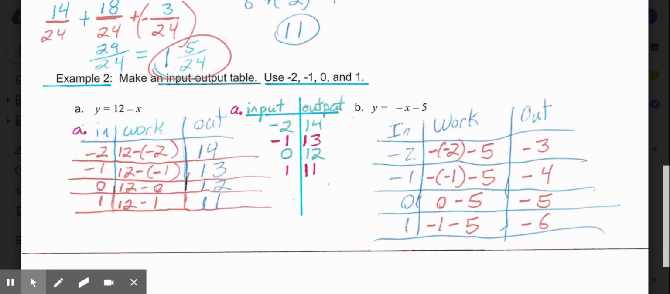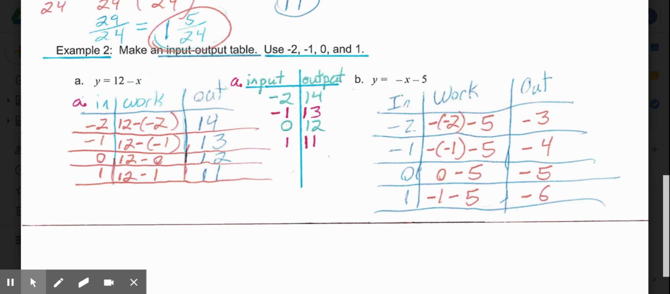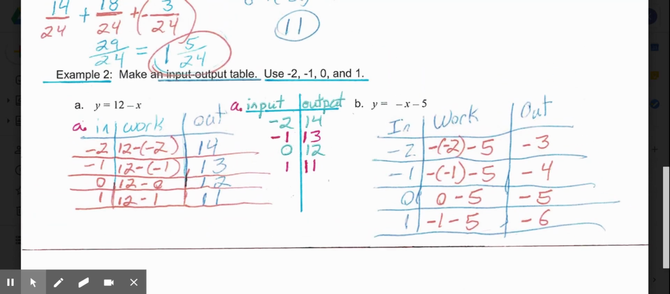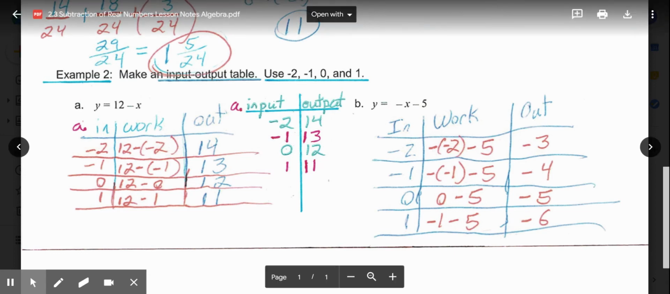And then the final part that we're looking at for this lesson is the idea of creating an input-output table. So there's a few different ways input-output tables may look. It might be 2 columns, on the left input, on the right output. It may be 3 columns, where in the middle it is the work, or showing the work, for the solution on the right. So in example 2, they ask us to make an input-output table and use -2, -1, 0, and 1 for our inputs.